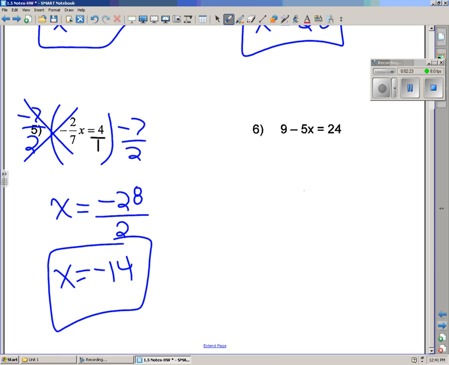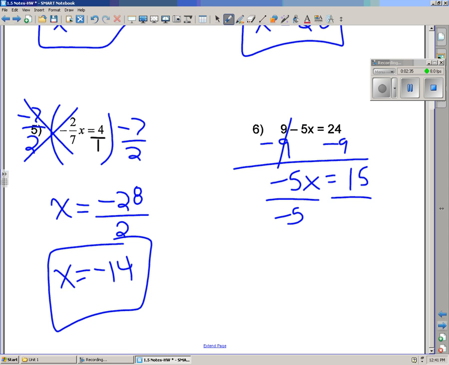On 9, you've got 9 take away 5x equals 24. You need to subtract 9 on both sides. You carry down -5x, and -5x is equal to 15. You divide both sides by 5. And x is equal to -3. Again, it's okay for answers to be negative numbers. You just don't want the variables to be negative.